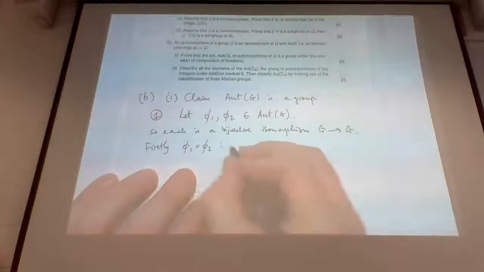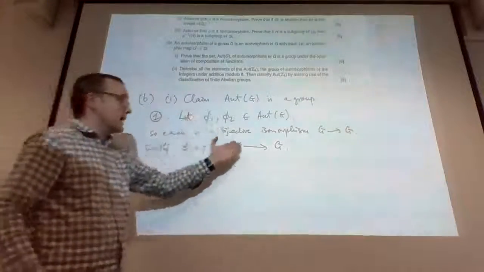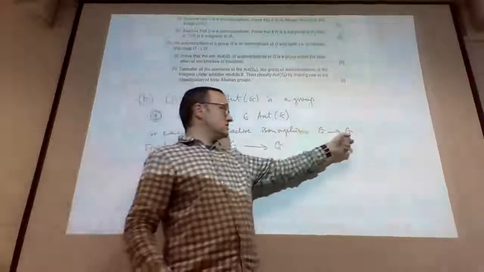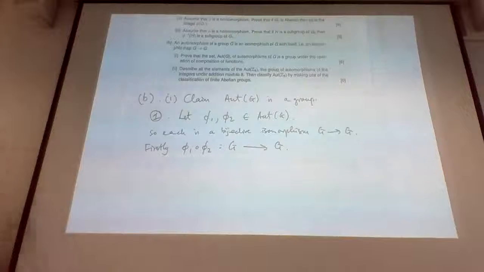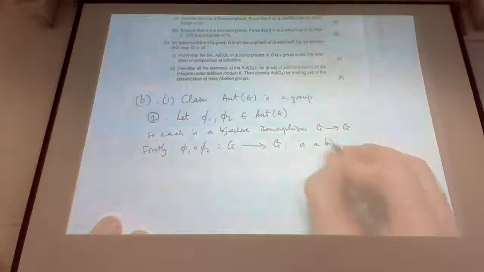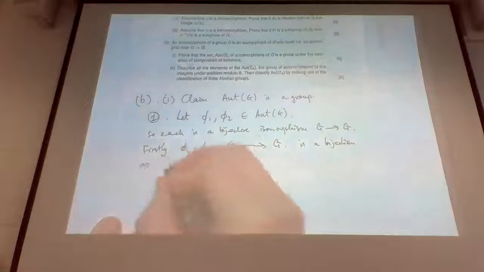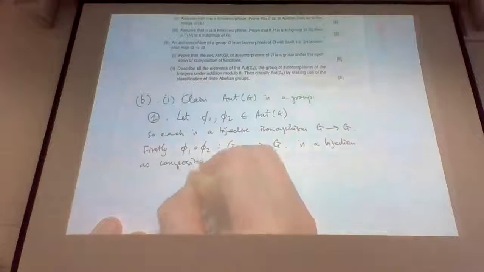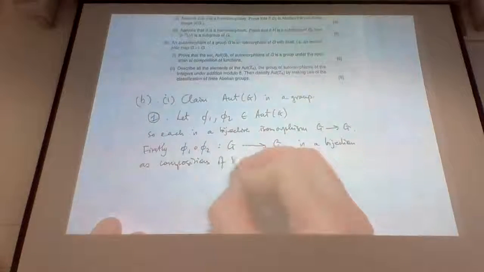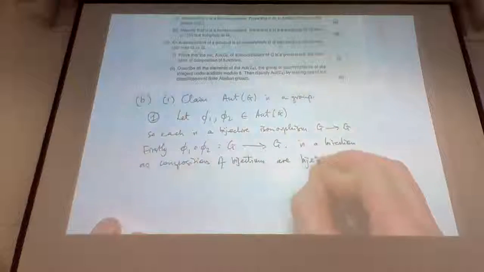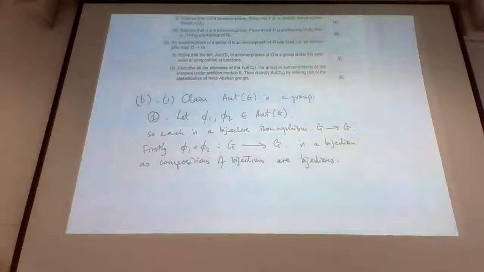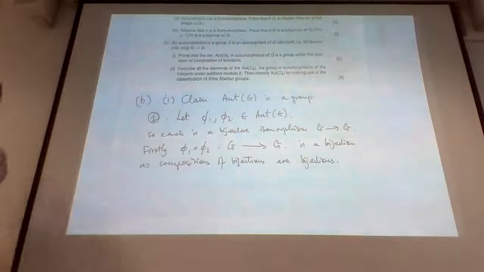The composition of a bijection is a bijection. So firstly, the observation: phi1 after phi2 is a map from G to G. Phi2 takes you from G to G, phi1 takes you from G to G, so you never go anywhere apart from G. Phi1 after phi2 is a map from G to G, and this map is a bijection, as compositions of bijections are bijections. Okay, but it's not enough to be a bijection. You have to be an isomorphism. So you have to have the homomorphism property.